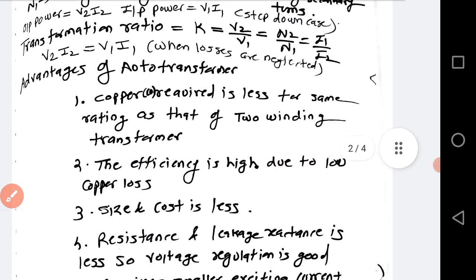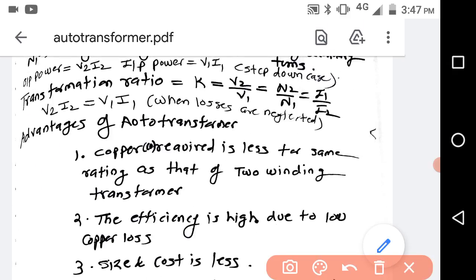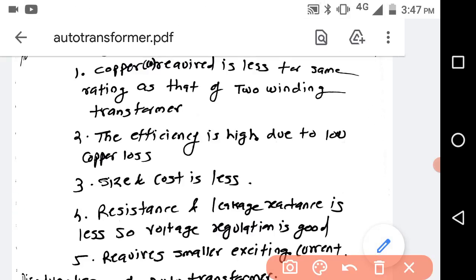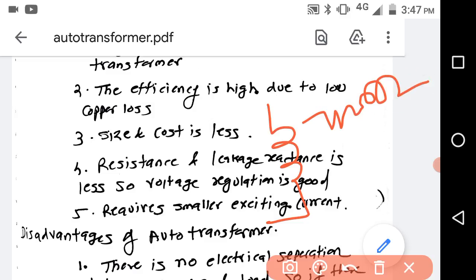What are the advantages of auto transformer? As in an auto transformer there is a single winding, the copper used is less. If copper used is less, then copper losses are less. If losses are less, efficiency is more, and size is less, cost is less. Here the copper used is less, so its effective resistance and inductance are also less.